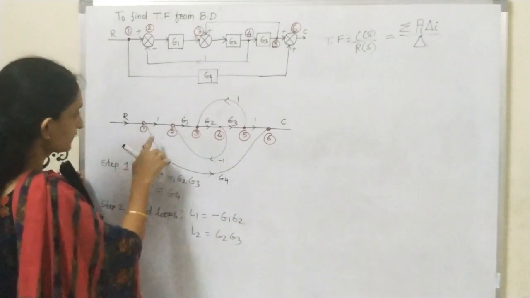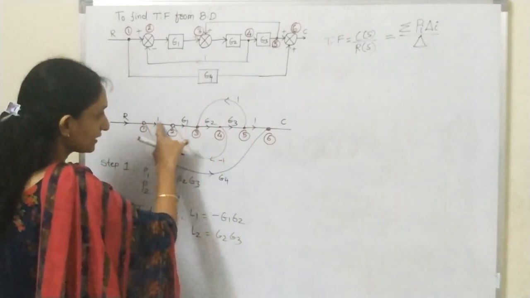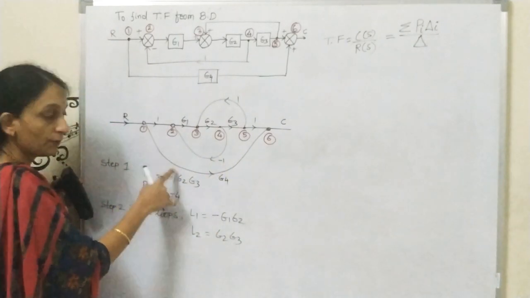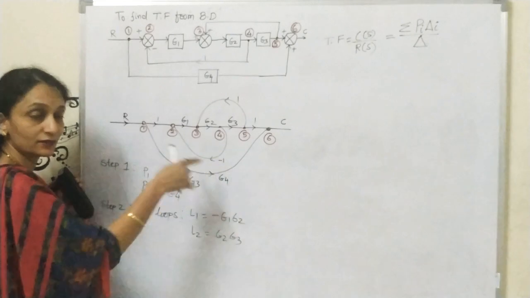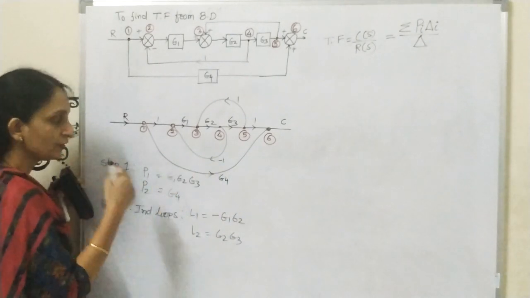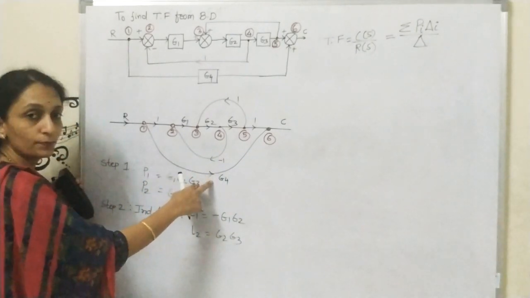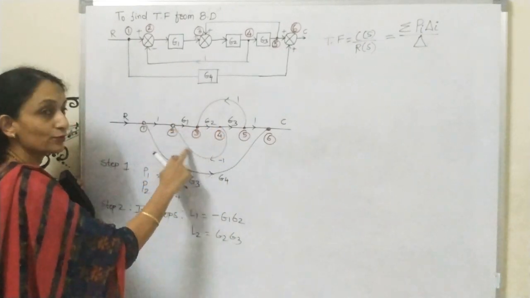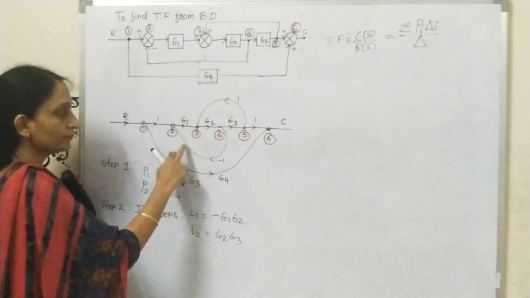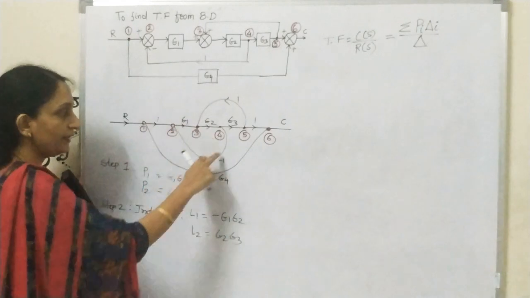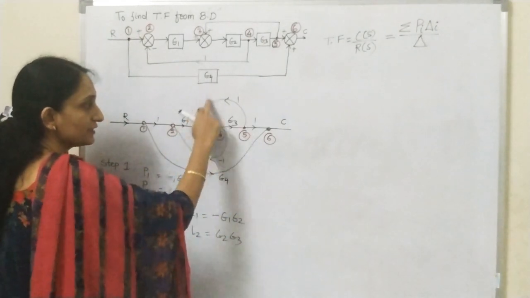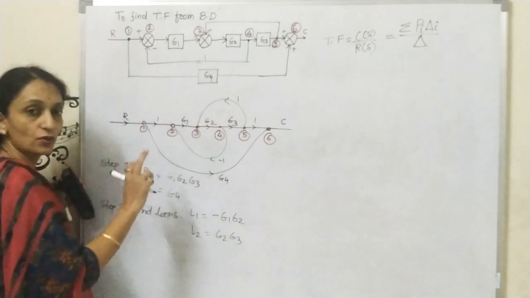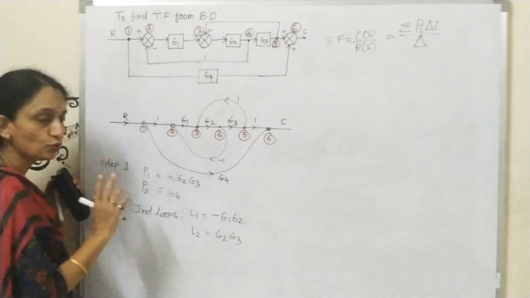Now look at this, can I consider this loop? No, because you can see the direction of G4 here. G4 is a forward path or the parallel path, so this is not a loop. For a loop there should be a complete closed loop path. See the direction for the loop: starting from node number 2 and ending at node number 2. Here also it is starting from node number 3 and ending at node number 3. So you can consider here only 2 loops are there.